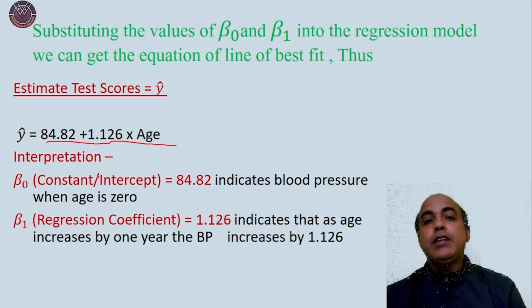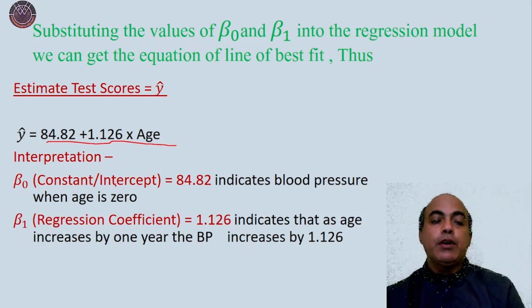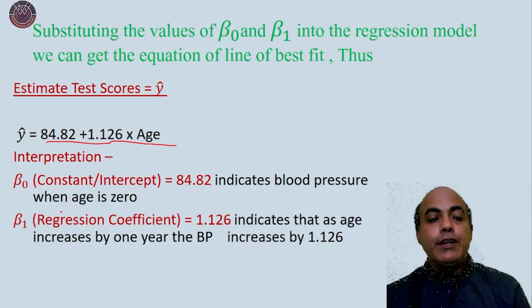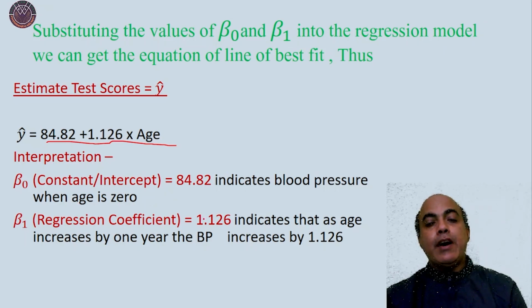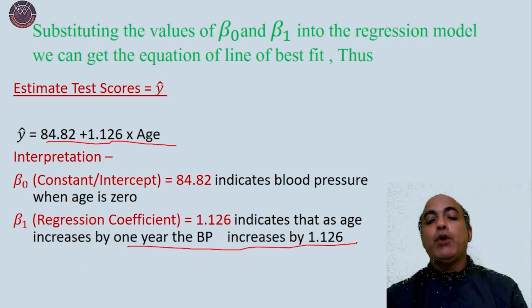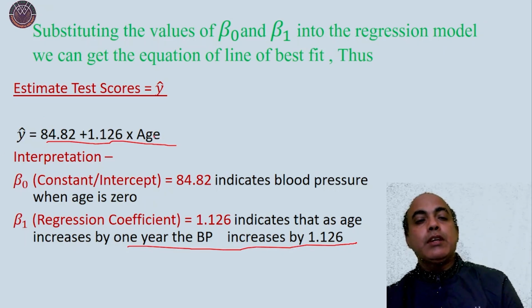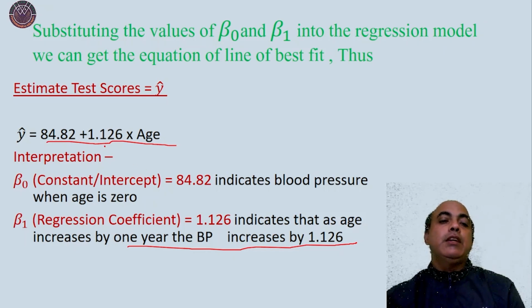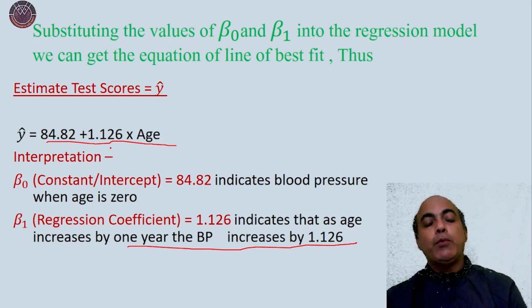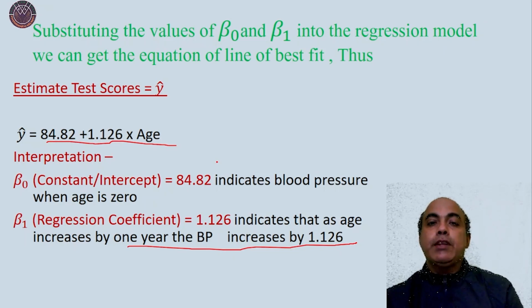How to interpret that? We have already seen the interpretation. Beta 0, or the constant term, says that 84.82 is the blood pressure when age is 0. And beta 1 signifies that as age increases by 1 year, the blood pressure increases by 1.126. If everything remains constant and age increases by 1 year, then the blood pressure will increase by 1.126, because 84.82 is the constant term.